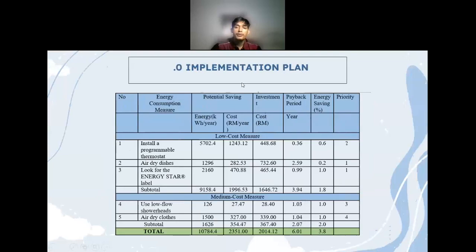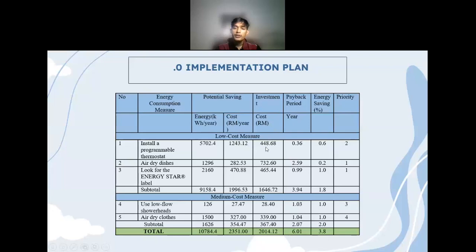The last is implementation plan. This implementation plan consists of two plans, which is low cost measure and medium cost measure. First one is install a programmable thermostat. The potential saving is 5702.4 and the cost is 1243 ringgit and 12 cent.